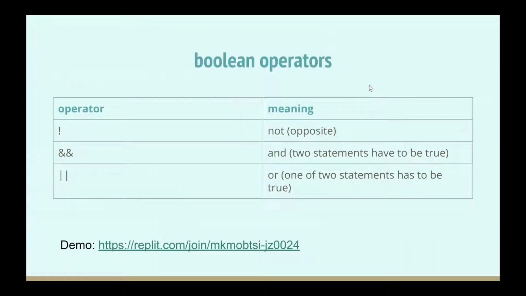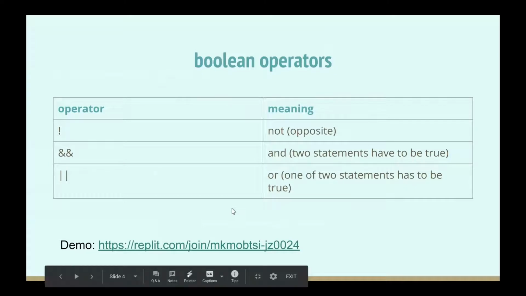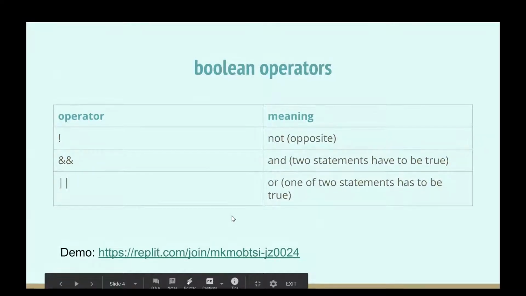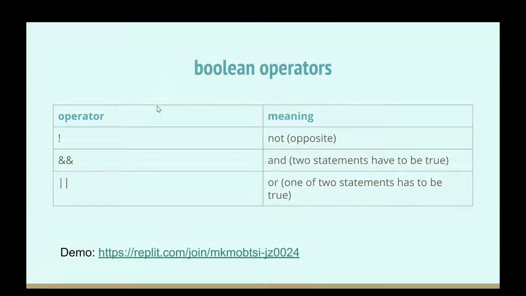So first, I'm just going to go over Boolean operators. These are operations you can do on a Boolean. The first one is this exclamation point, which means not. Two ampersands mean and, and these two straight lines, called pipes, mean or. These are just little operations you'll have to memorize with a Boolean. Any questions about these?